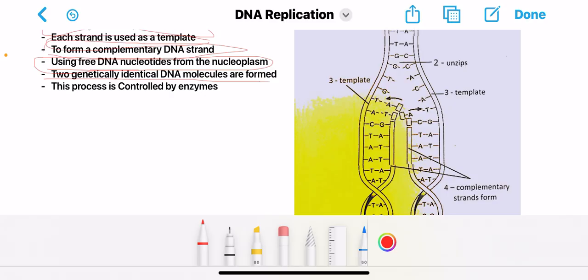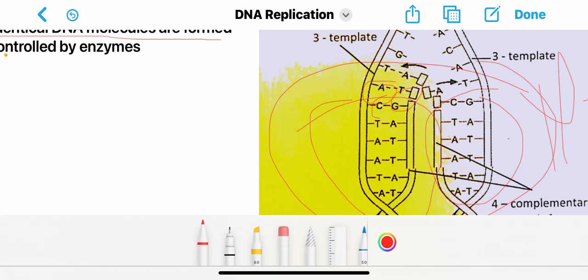You can see that now we have two genetically identical DNA strands. We have new strands, new DNA molecules, which are identical, which are genetically identical. You can see here that adenine is pairing with thymine, cytosine is pairing with guanine, thymine is pairing with adenine, and so on and so on. Even on the other molecule, still the same thing.